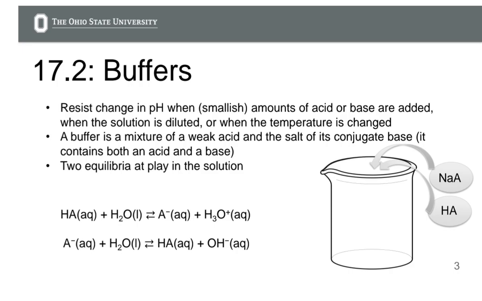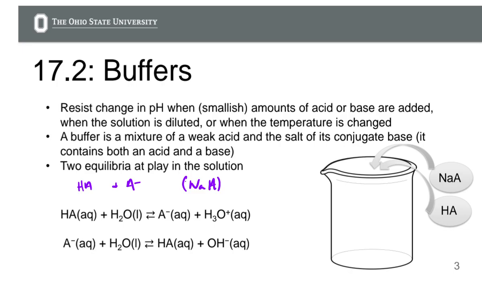So let's look at what happens when we make a solution of a weak acid HA and its conjugate base A minus. So we usually talk about adding the sodium salt of the conjugate base. Okay, so you might see NaA. That's the sodium salt of the conjugate base.